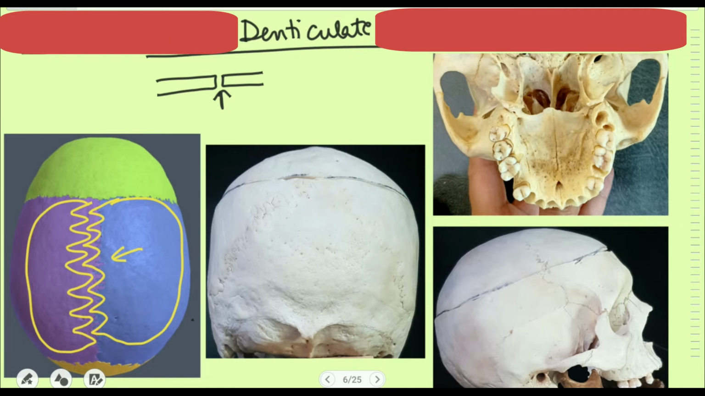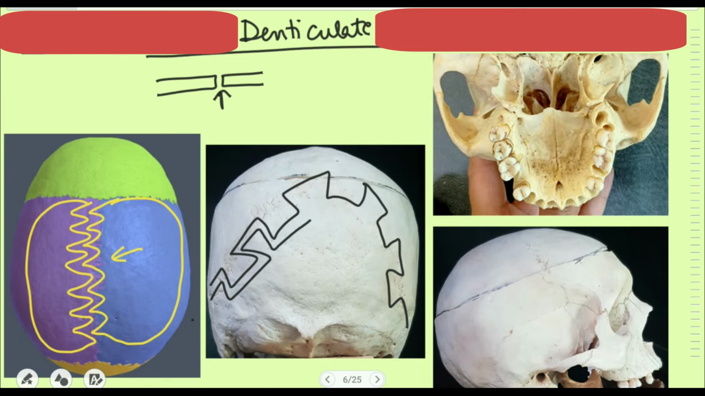Now what is the denticulate suture? The lambdoid suture is the example of the denticulate suture. The parietal bone here has got shape like this. The parietal bone towards the occipital bone has got shape like this. Now the occipital bone will have reciprocally same surfaces which will fit inside these denticulate appearances, and the suture is known as the denticulate suture.